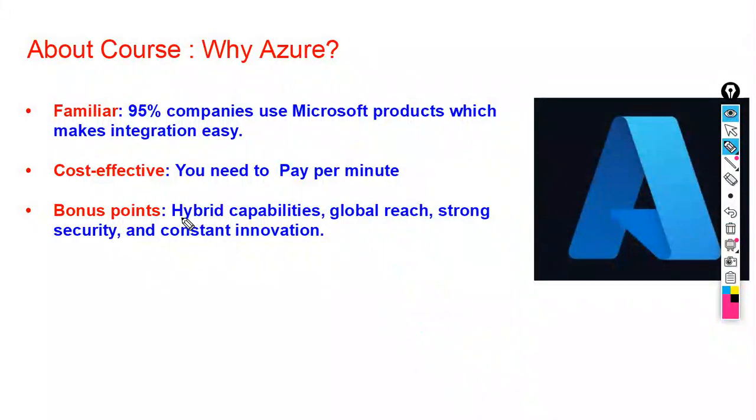And it has hybrid capabilities. We will see what hybrid capabilities mean. It has global reach, which we have already seen, strong security, and Azure is constantly innovating the cloud.